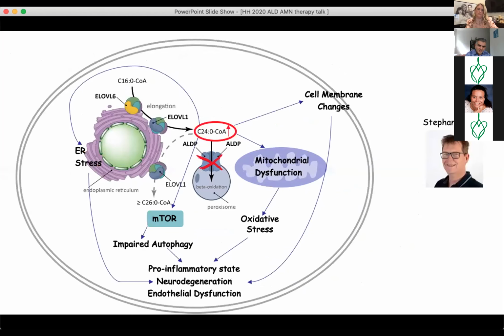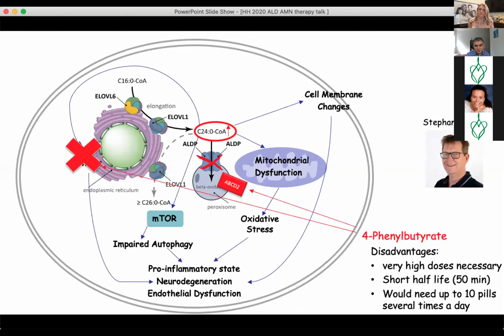And then there's our friend Stefan Kemp, who in the 1990s was looking at a drug called 4-phenylbutyrate, which is already FDA approved. And this drug can do two things. It can upregulate ABCD2, but it can also block endoplasmic reticulum stress. So it's really something interesting to pursue, but it has a major disadvantage.